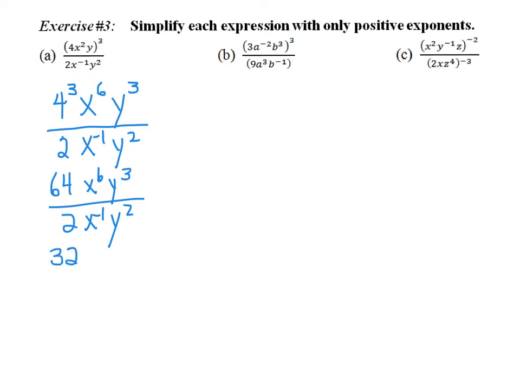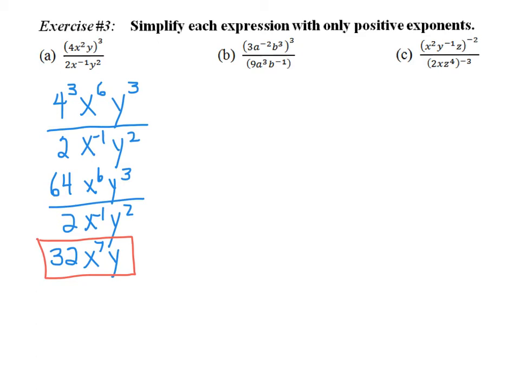When I divide the variables, x to the sixth divided by x to the -1 would be x to the 6 minus -1. 6 minus -1 is 7. Y to the third divided by y to the second, again subtracting exponents, I get y to the first. So notice that this answer does have only positive exponents, so I can leave it like that, 32x to the 7th y.